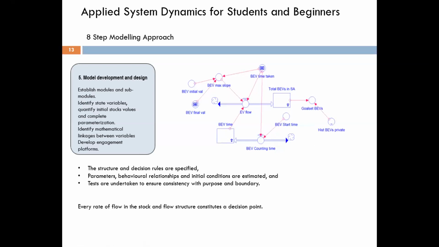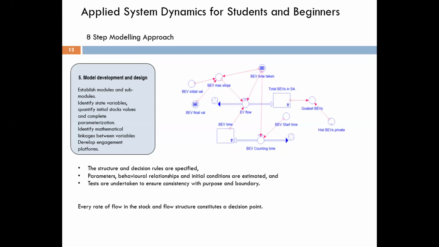In terms of the model development, you should actually understand which modules and submodules you need to develop, or have a good understanding of that based on the preliminary work that you did in terms of establishing the causal loop diagram as well as the system architecture map. For this particular step, you would then specify what the decision rules are, do your parameterization, initialization, and establish what your mathematical relationships will be between your variables.